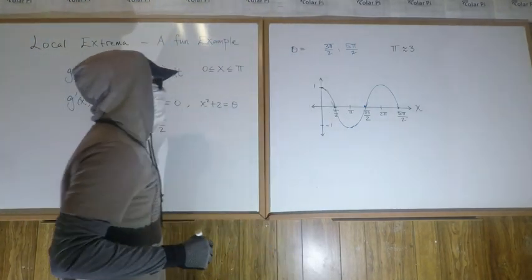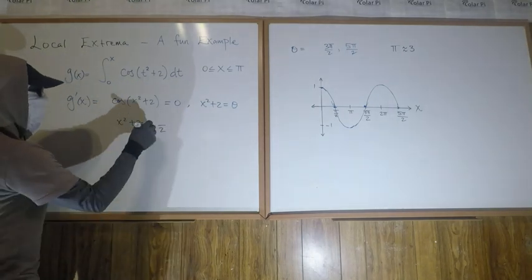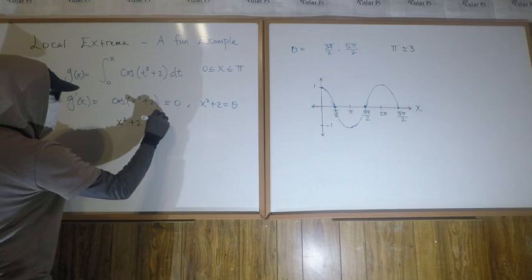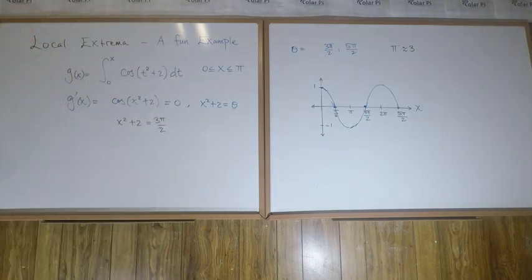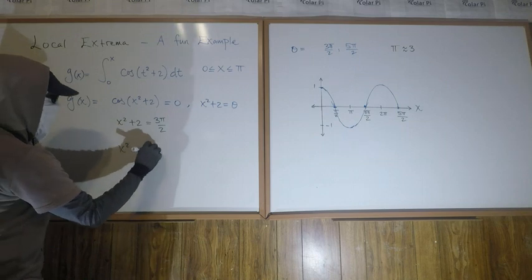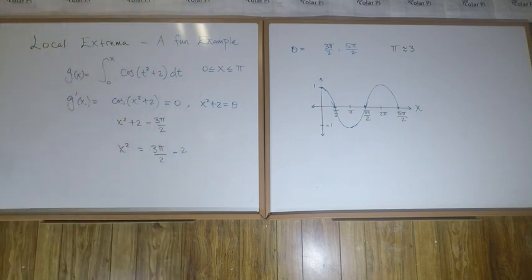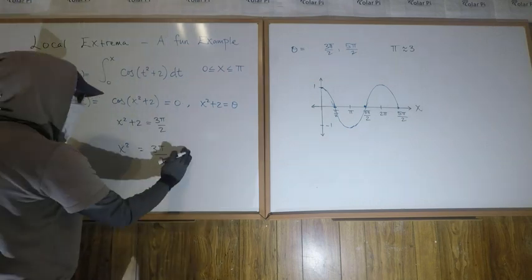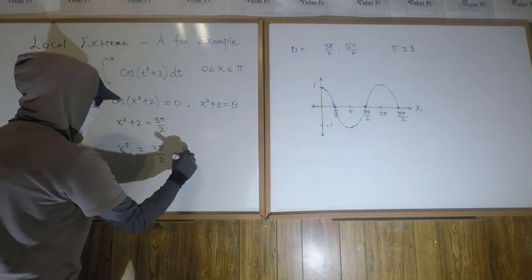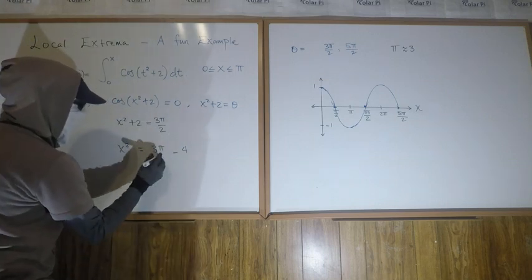All right, so we move on to 3 pi over 2. So now we're saying x squared plus 2, which is theta, is equal to 3 pi over 2. Okay, fine. This should work. So next, x squared is equal to 3 pi over 2 minus 2. But 2 with a denominator of 2 is 4 over 2, and so we could just write one denominator. So we've got this now.